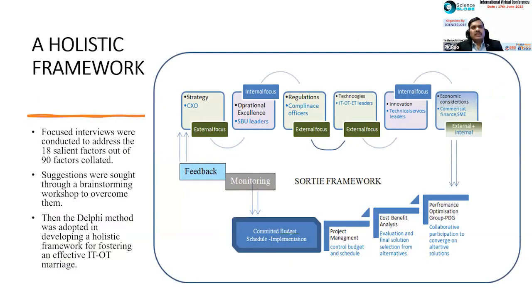Now, once we know these are the 6 focus areas, and around 6 threes are 18 salient points, we conducted focus interviews and workshops again. We brainstormed, and based on the Delphi workshop, a framework was developed on how to deal with these challenges. A holistic framework was developed like this, with around 6 steps. I'll show you the flow in the next slide.